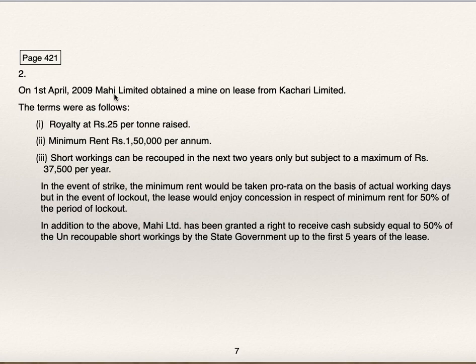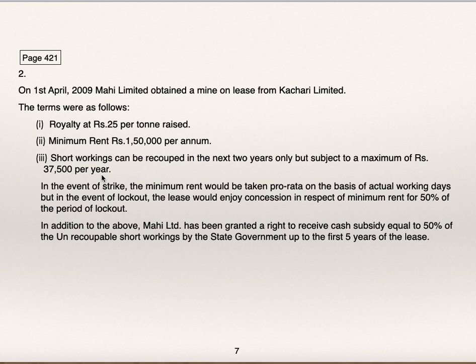On 1st April 2009, Mahi Limited obtained a mine on lease from Kachchiri Limited. The terms were as follows: royalty at rupees 25 per ton raised, minimum rent rupees 1,50,000 per annum. Short working can be recouped in the next 2 years only. This is fluctuating, right? But subject to a maximum of 37,500 per year.